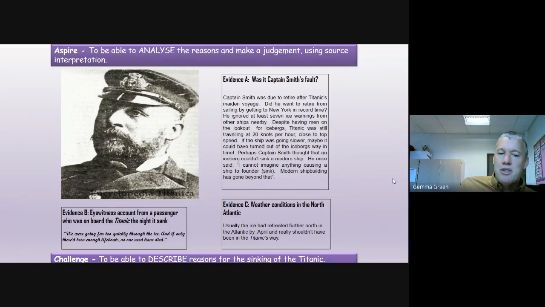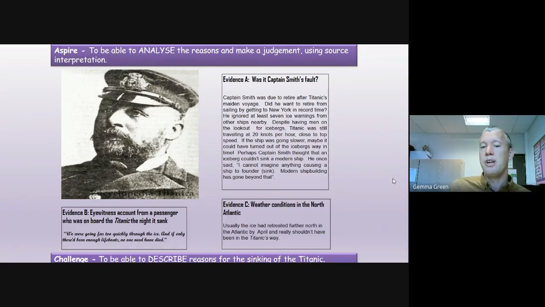Another bit of evidence on that screen is an eyewitness account from a passenger who was actually on board the night it sank. "We were going far too quickly through the ice, and if only there'd been enough lifeboats, no one need have died." So that passenger picks on 2 bits of information. The one related to Captain Smith is the passenger actually realises the ship's going too quickly. It doesn't have to go that quick, and they're actually seeing the ice on the sea as it's travelling through.